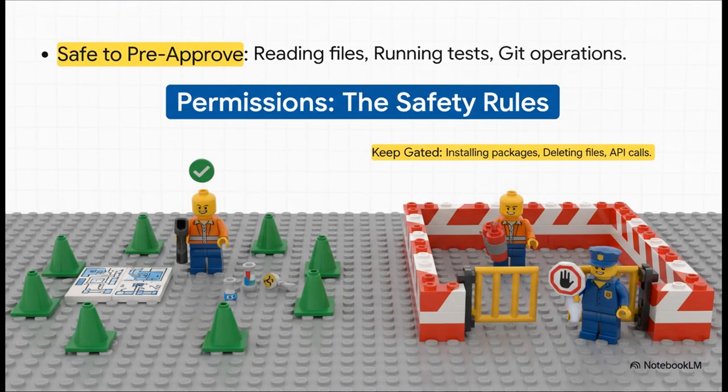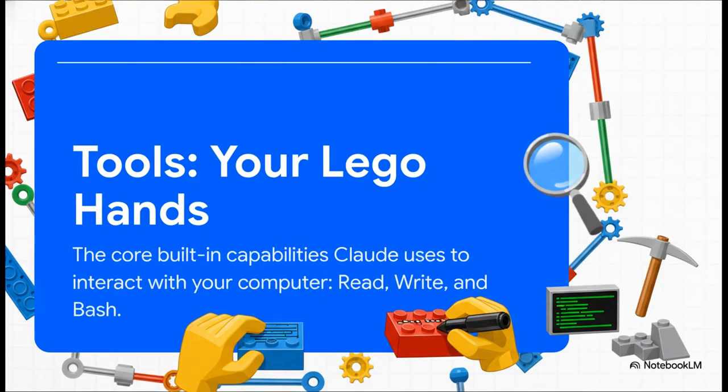Now this is super important. Because Claude can make real changes on your computer, we need to talk about permissions. Think of them as the safety rules for your building area. By default, Claude is going to ask you for permission for pretty much everything. To make things go faster, you can pre-approve the safe stuff, like just reading files. But for the riskier actions, like say deleting files or installing new software, you'll definitely want to keep that approval gate up.